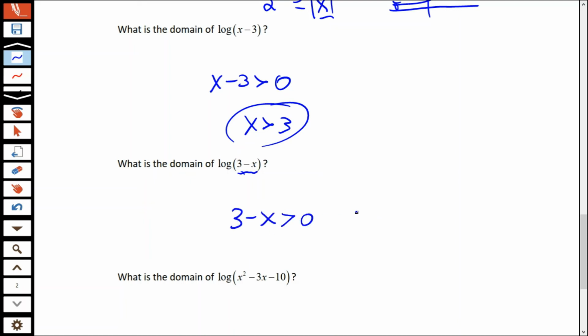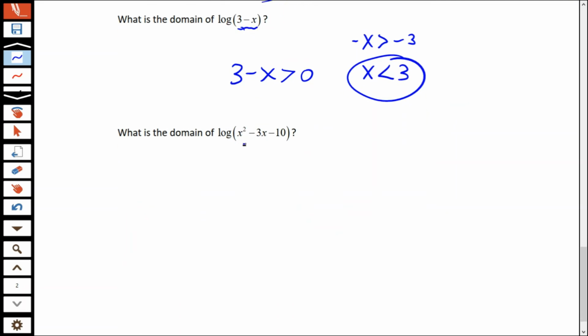And oftentimes we can go ahead and just straight up solve. Subtract 3, you get negative x greater than negative 3, multiply by negative 1. Make sure you flip the inequality sign. Domain is x is less than 3.